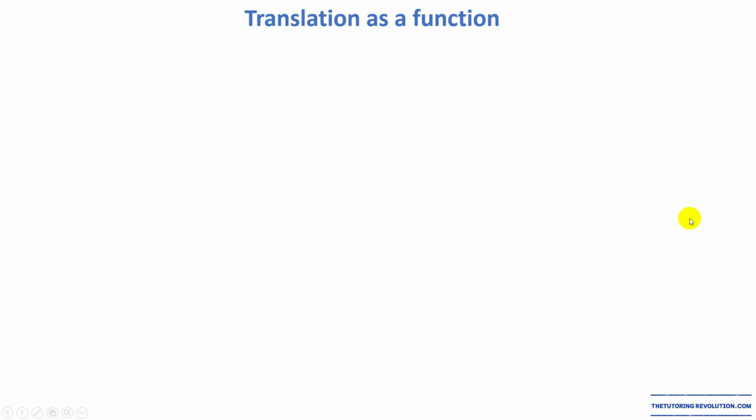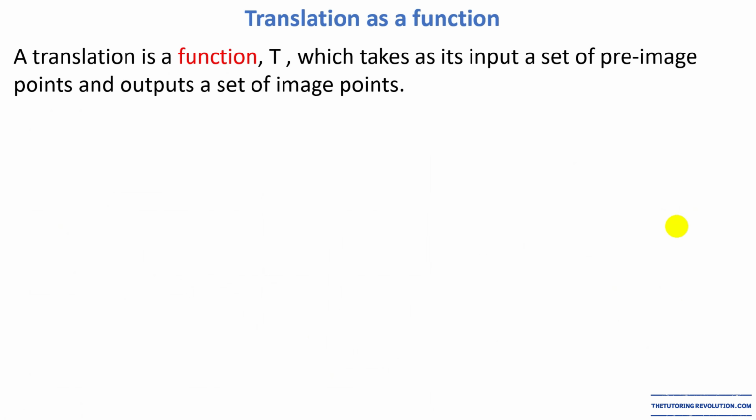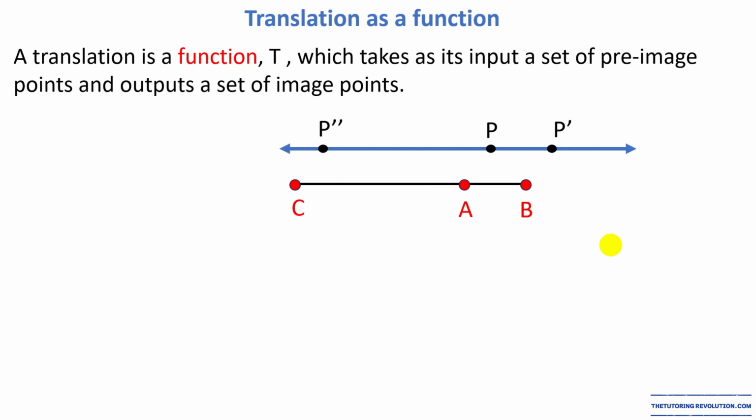Now let's describe translation as a function. A translation is a function t which takes as its input a set of pre-image points and outputs a set of image points. Let's explain this in more detail. Let's say that they give us these graphs here with the points P, P prime, and P double prime, and this segment here with the points A, B, and C. And then they give us this function, this translation function.